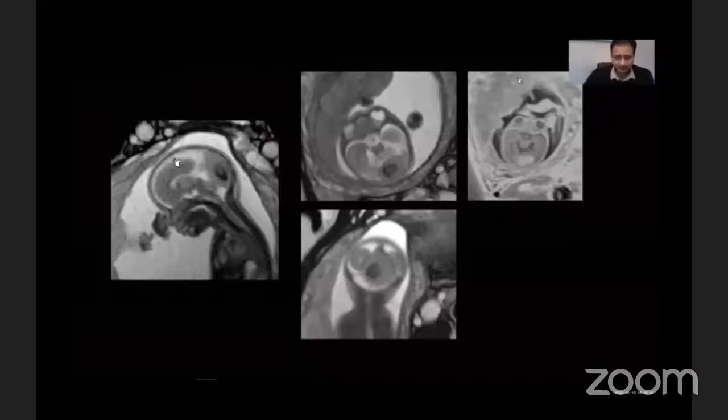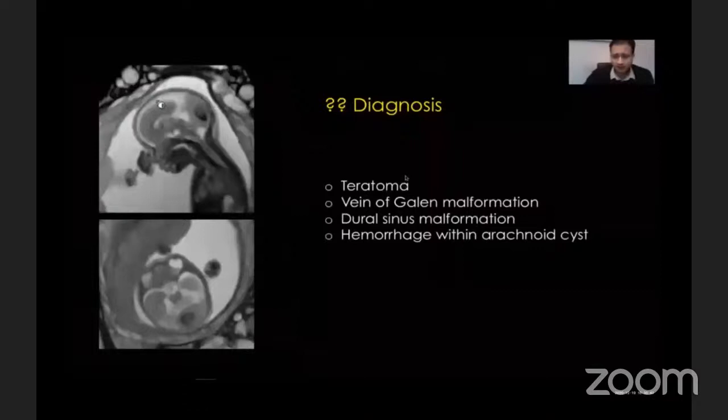So what's the diagnosis here? If you're thinking in terms of a neoplasm, teratoma would be most likely in this age group. If you're thinking in terms of vascular malformations, vein of Galen malformation would be common at this age group. Is this some kind of a dural sinus malformation, or is it hemorrhage within an extraaxial mass like an arachnoid cyst? Let's look at some postnatal imaging before we come to the diagnosis.